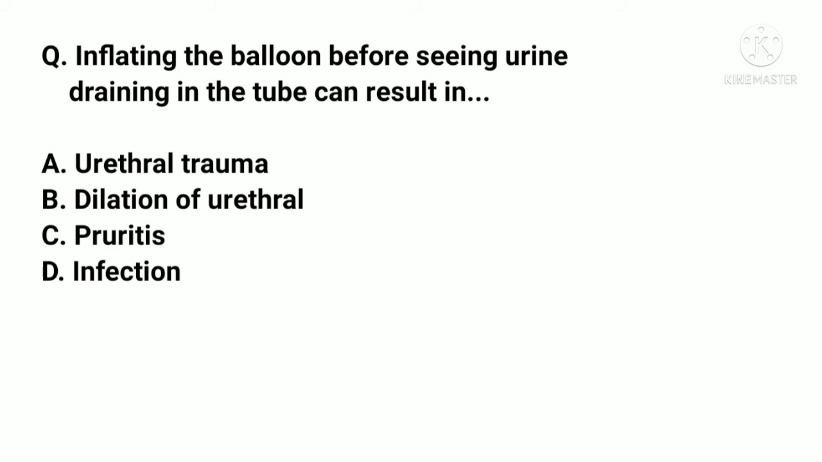Inflating the balloon before seeing urine draining in the tube can result in A. urethral trauma, B. dilation of urethra, C. pruritus, D. infection. And the correct answer is A. Urethral trauma. Urethral trauma can result because expansion of balloon in the urethra can traumatize the urethra.